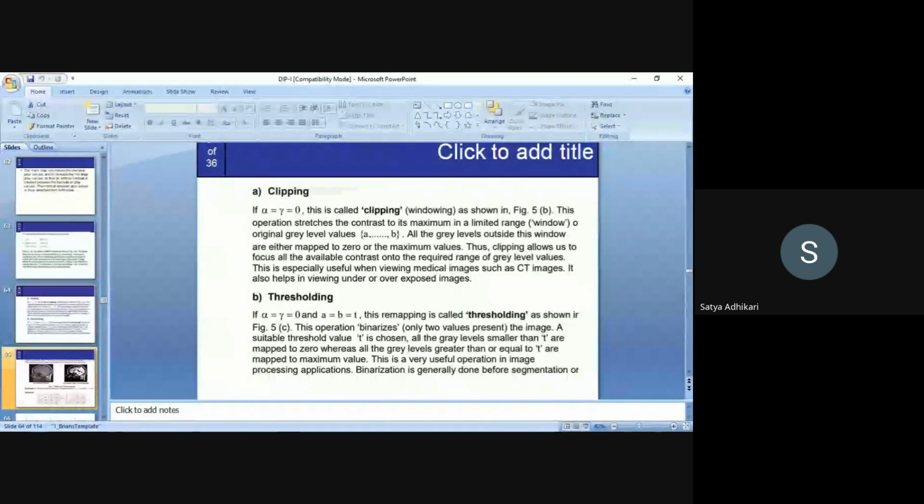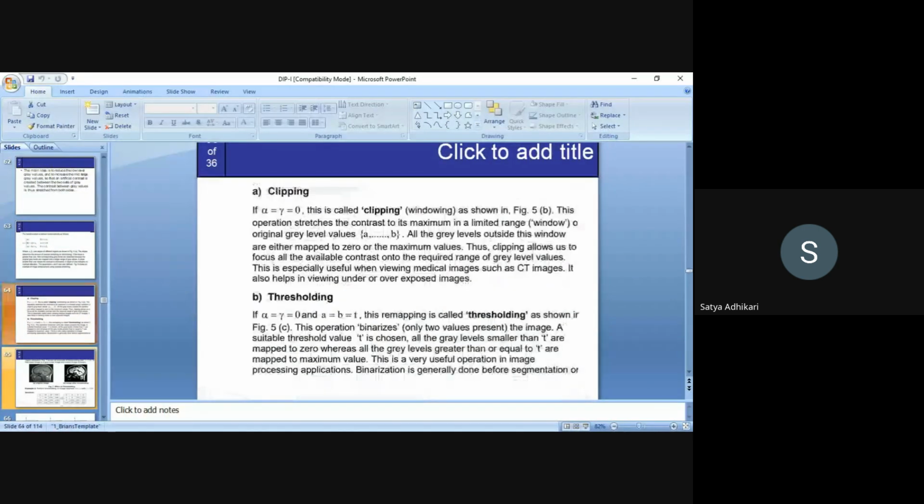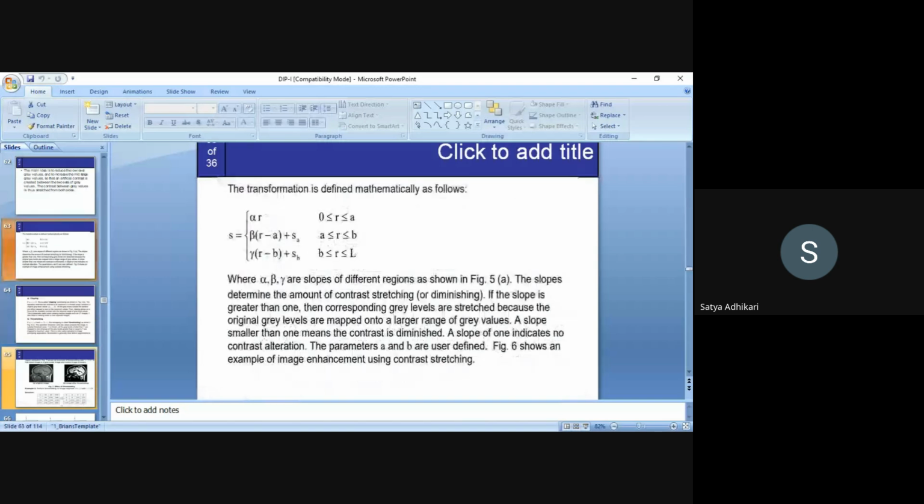We'll discuss that. You see here. Before that, there is some mathematical transformation. So this needs a transformation. Alpha, r, and r lies between 0 to a. We'll discuss what a and b are. Alpha, beta, gamma are the slopes of the different regions. The slope determines the amount of contrast stretching. This contrast stretching we have discussed depends upon the slopes.